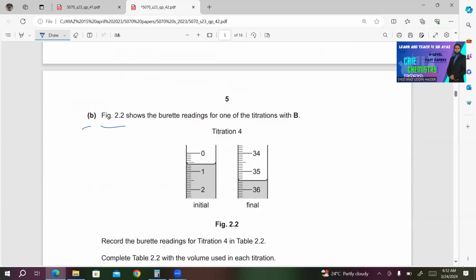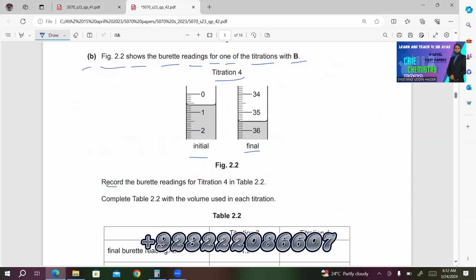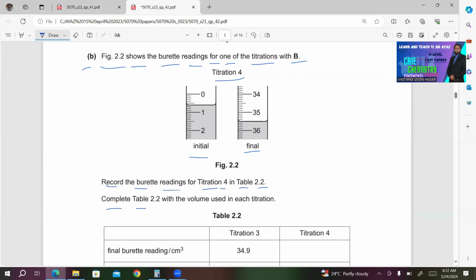B. Figure 2.2 shows the burette readings for one of the titrations with B. It is titration 4, and we have the initial and final readings. Record the burette readings for titration 4 in table 2.2. Complete table 2.2 with the volume used in each titration.